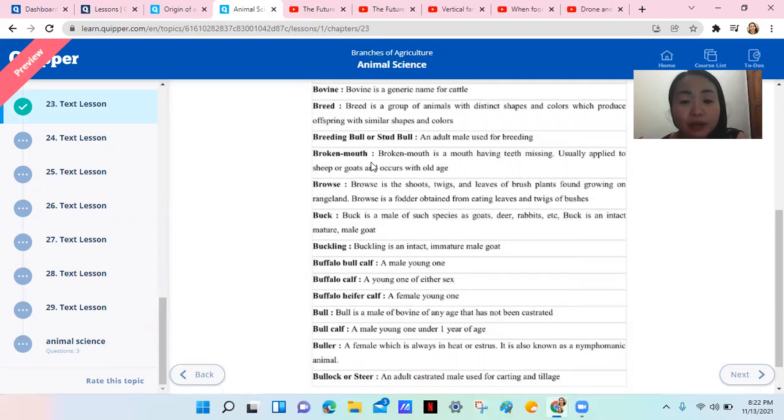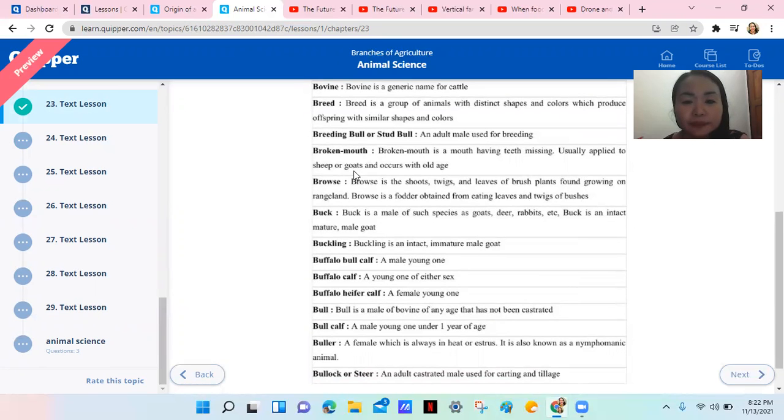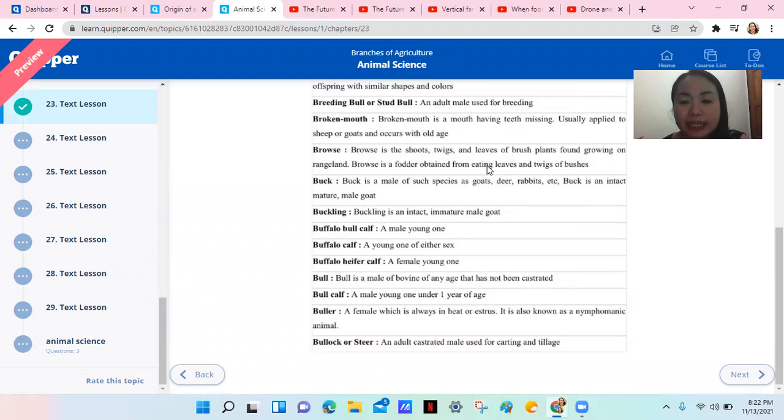We also have broken mouth, a mouth having teeth missing, usually applied to sheep or goats and occurs with old age. Browse is the shoots, twigs, and leaves of brush plants growing on rangeland. Browse is also a fodder obtained from eating leaves of twigs and bushes. Buck is a male of such species as goat, deer, rabbits, and others. Buck is also the intact mature male goat. Buckling is an intact immature male goat. Buffalo bull calf is a male young one, and a buffalo calf is a young one of either sex, and buffalo heifer calf is a female young one.